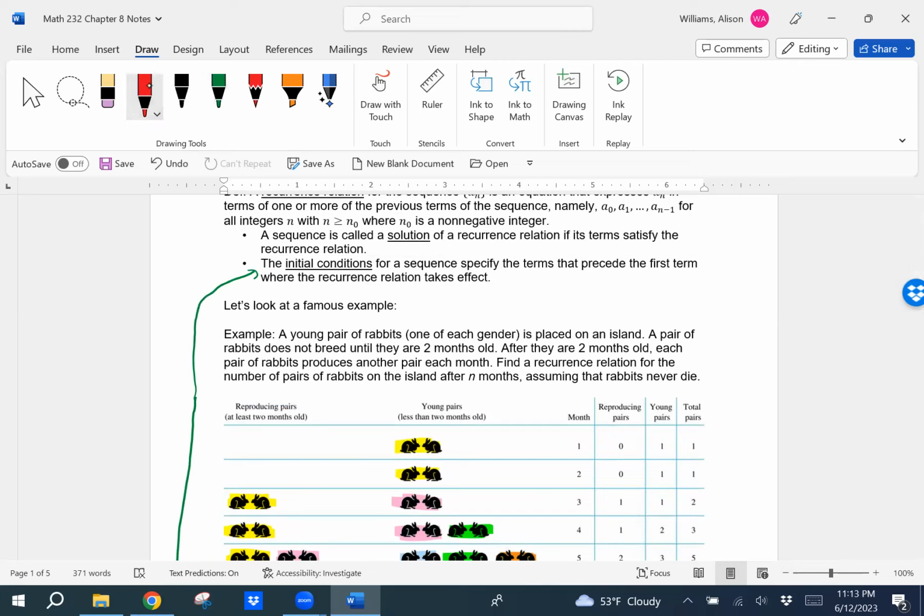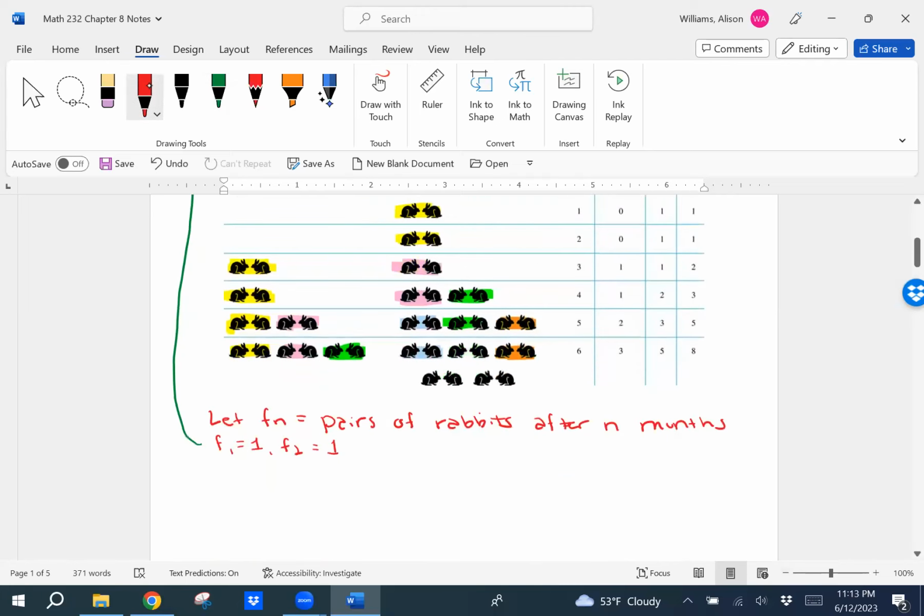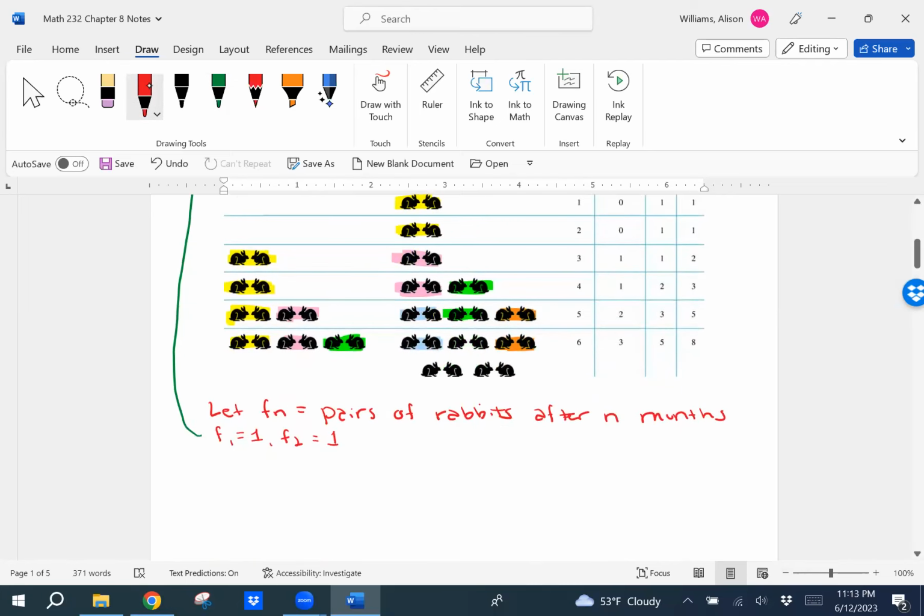In this case, it's the first pair of rabbits that takes 2 months before they're actually able to reproduce. So this is the first set, since they can't breed for 2 months. Then f sub n minus 1 represents the number of pairs in the previous month.